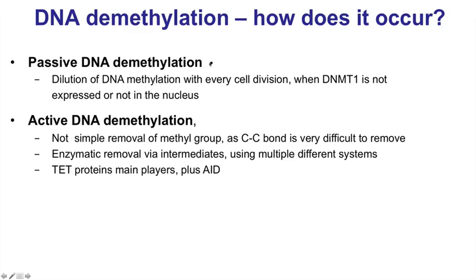So as I said, passive demethylation, which I just described, can happen through this dilution effect. But active demethylation has now also been discovered. And it's not a simple removal of the methyl group, just a chopping off with scissors, if you like, because this carbon-carbon bond is actually very, very difficult to remove. Instead, it's an enzymatic removal of the methyl group via several chemical intermediates. So this can happen in several different ways, but it seems to involve predominantly the TET proteins and also AID. We're not going to go into the details of this, but we now understand a little bit more about how active DNA demethylation can occur.